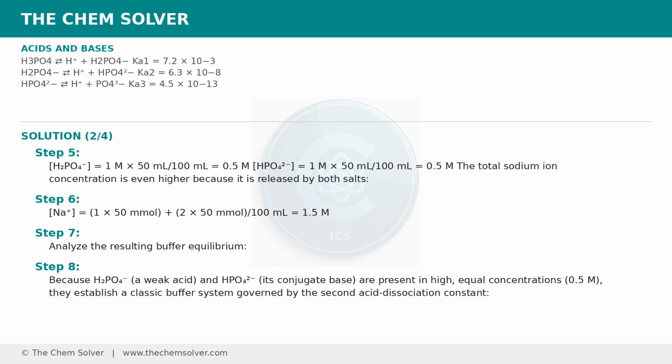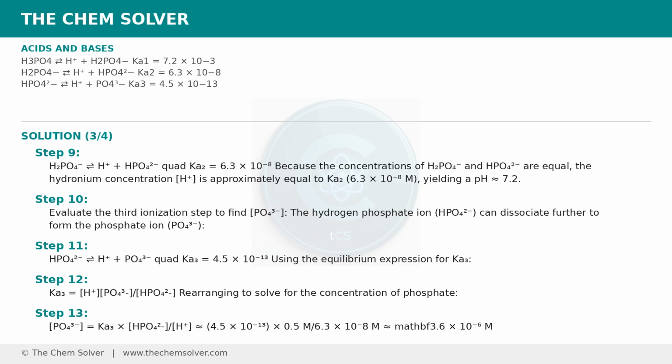Because H2PO4⁻, a weak acid, and HPO4²⁻, its conjugate base, are present in high, equal concentrations, 0.5 molar, they establish a classic buffer system governed by the second acid dissociation constant. H2PO4⁻ is in equilibrium with H⁺ plus HPO4²⁻. Ka2 equals 6.3 times 10 to the power minus 8, because the concentrations of H2PO4⁻ and HPO4²⁻ are equal.